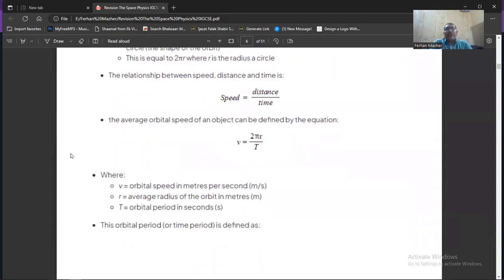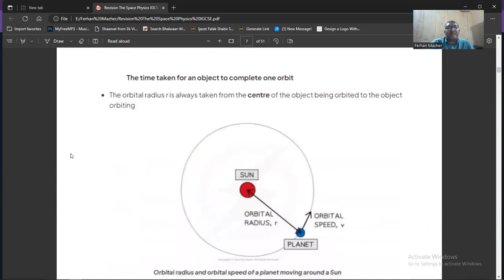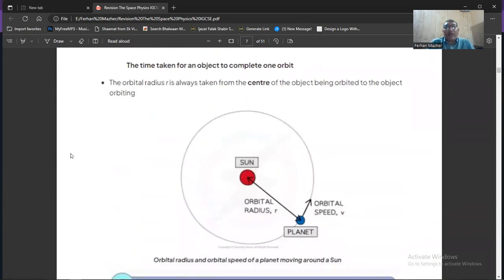The average orbital speed of an object can be defined by the equation v equals 2 pi r divided by t, where v is orbital speed in meters per second, r is the average radius of the orbit in meters, and t is the orbital period in seconds. This orbital period, or time period, is defined as the time taken for an object to complete one orbit. The orbital radius r is always taken from the center of the object being orbited to the object orbiting.